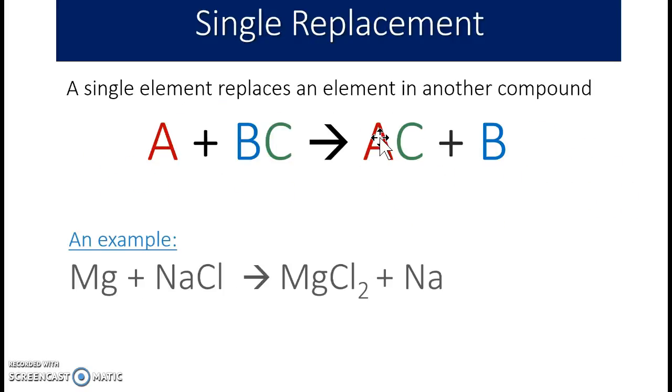With single replacement, this is where we have a single element that replaces another element in that compound. And so here we have the reaction framework. We have A, that's our single element, plus BC, this is our compound. And what happens is A and B swap places. So we make a new compound, AC plus B.